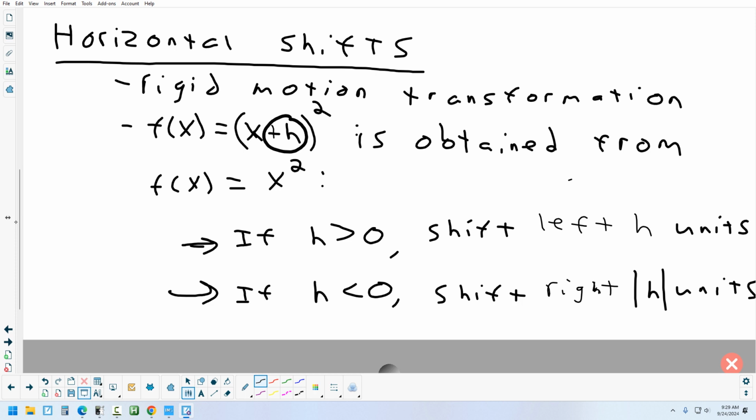Any question on what this h value is doing? I call it h. Positive goes left, negative goes right. And again, you can put that on a reference sheet if you want for the test. But somehow you've got to remember it.